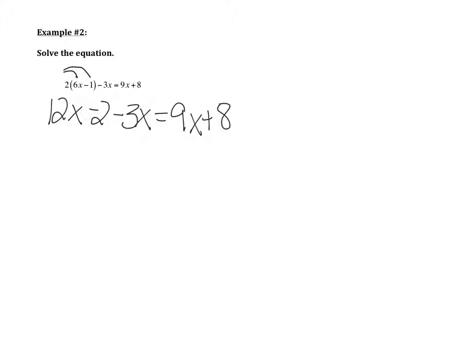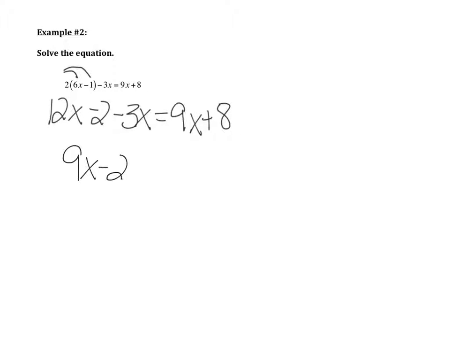Let's look at another example. So here again, I see some parentheses. So the first thing I want to do is distribute to get rid of those parentheses. So 2 times 6x is 12x, and 2 times negative 1 is negative 2, minus 3x equals 9x plus 8. Once I've taken care of those parentheses, I'm then going to look at individual sides of the equal sign and see if I can combine like terms. So in this case, I see the 12x and the negative 3x, so I'll combine that to be 9x.